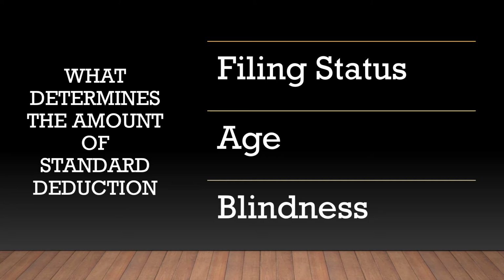The main things that are going to determine the amount of the standard deduction are filing status, age, and blindness. If you remember way back, I think it was our filing basics lesson, where we talked about who is required to file a return, and we threw out some numbers that were thresholds for who needs to file. If you'll remember, I mentioned that those are also the numbers for the standard deduction.